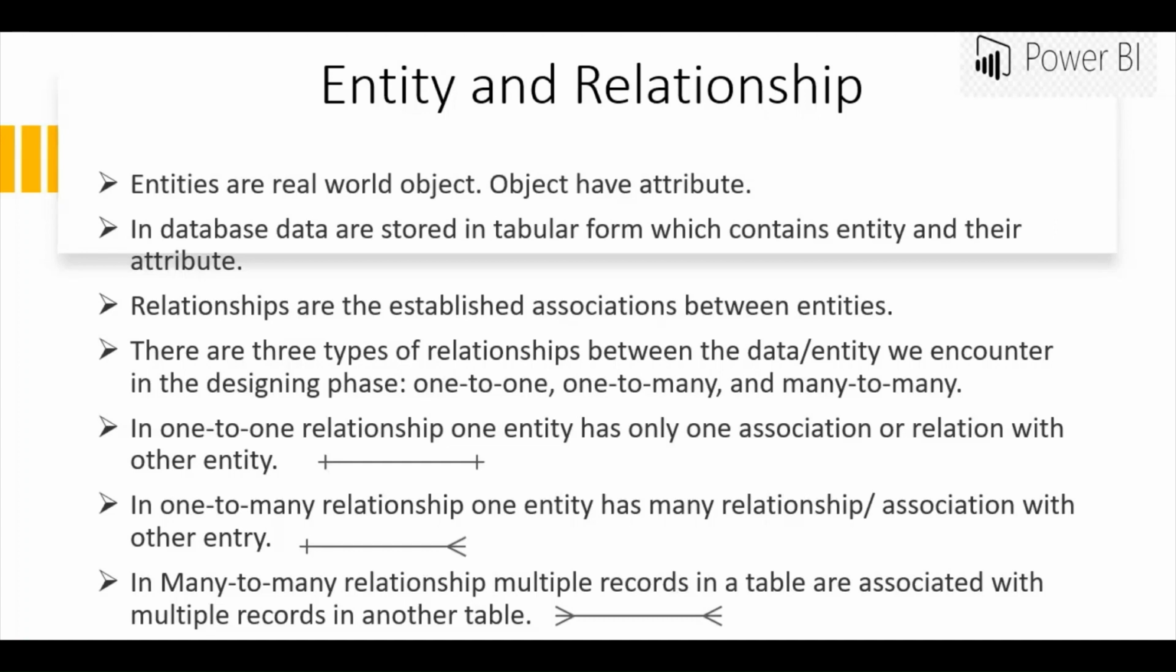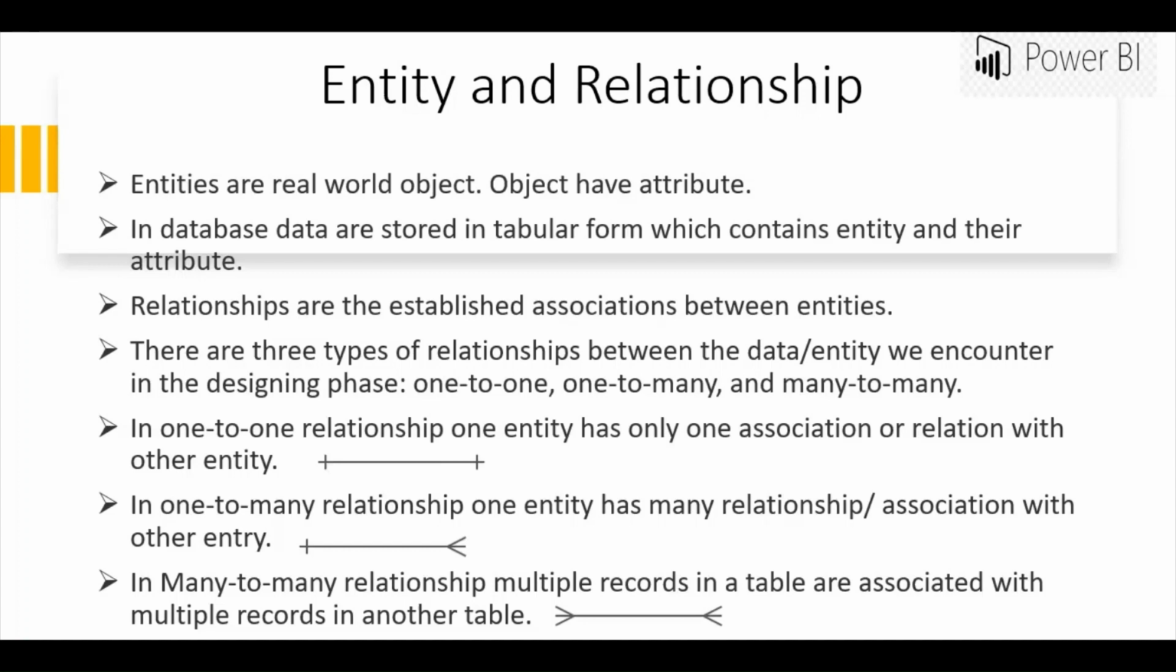In a one-to-one relationship, one entity has only one association or relation with the other entity. For example, one person can have only one passport number. One student can have only one student login ID. In a one-to-many relationship, one entity has many relationships or associations with the other entity. For example, one postal code can belong to many people. One and many. One person can have multiple cars.